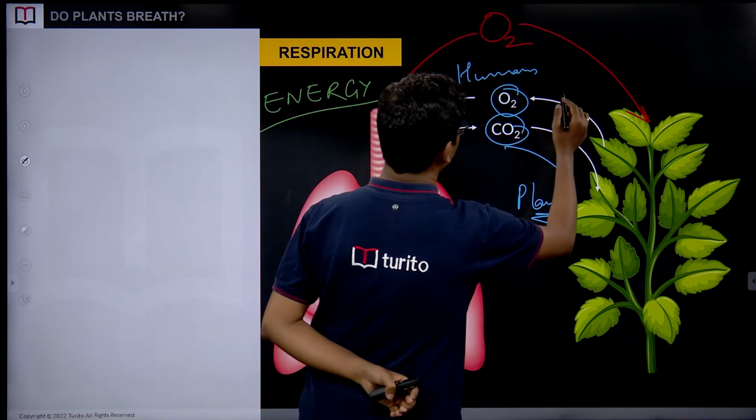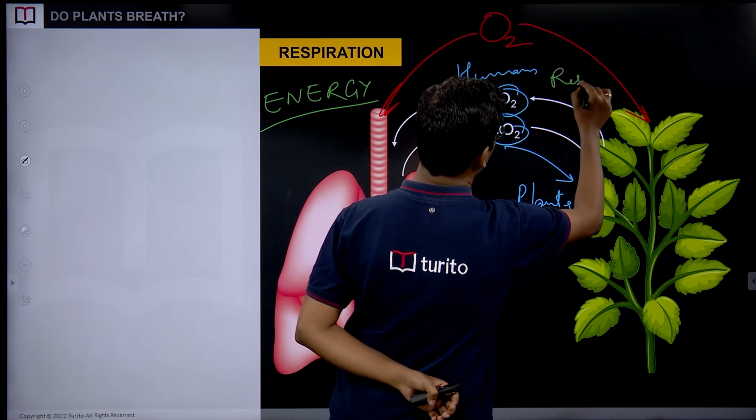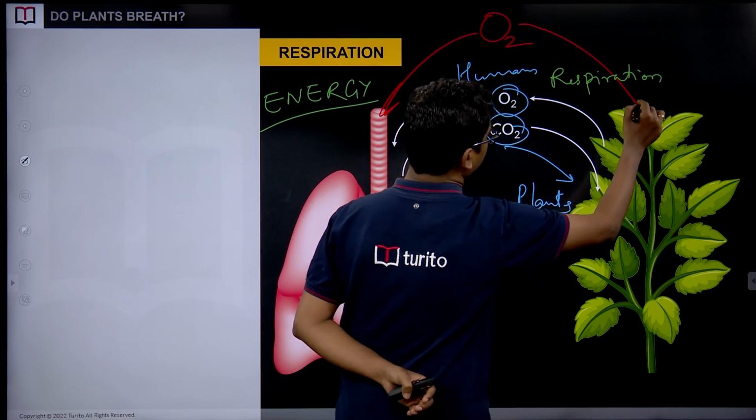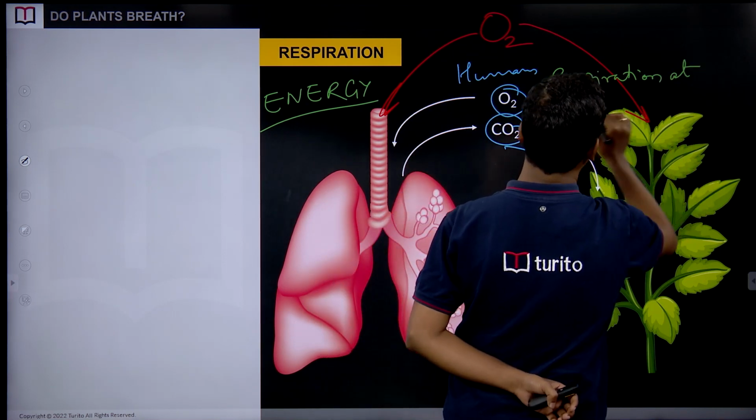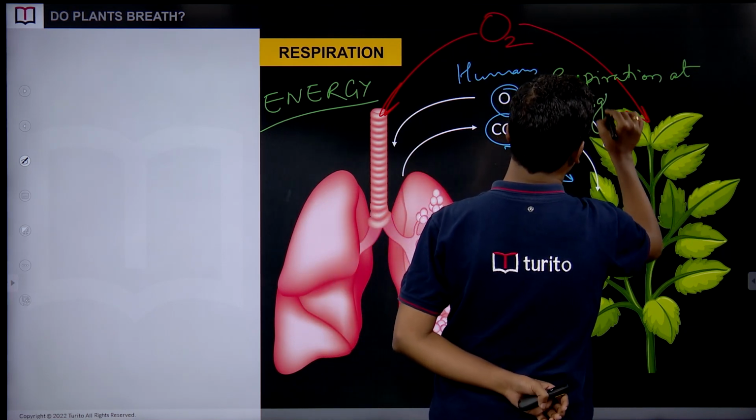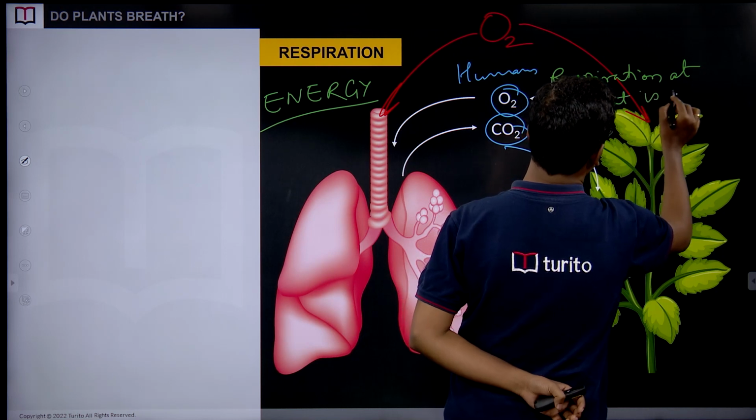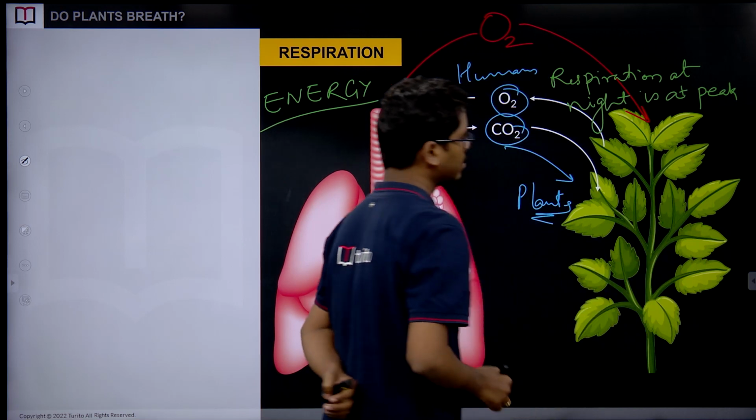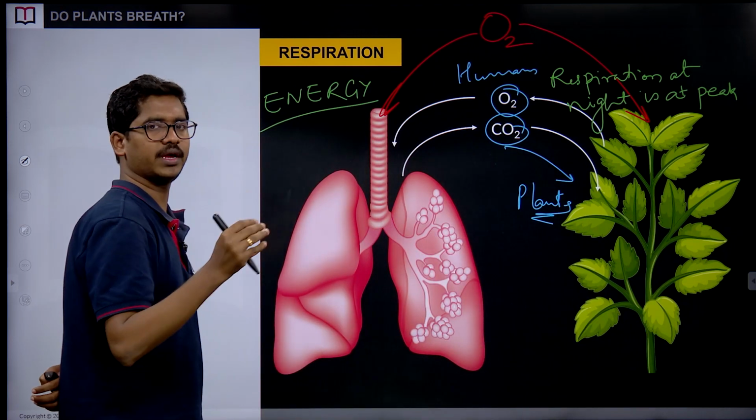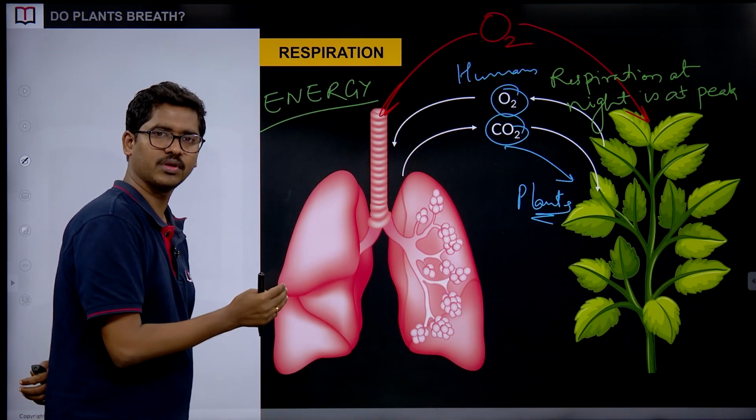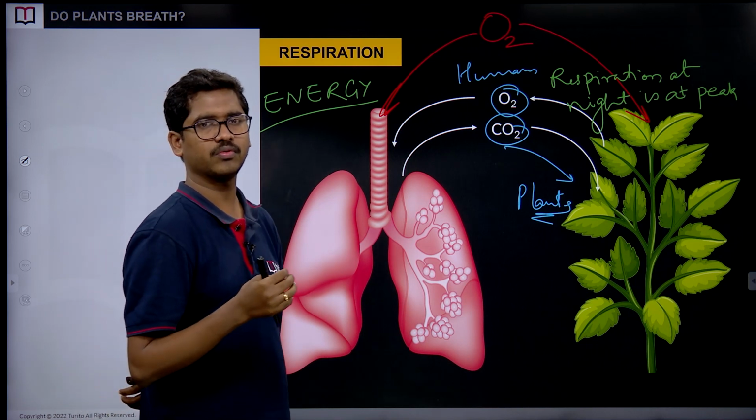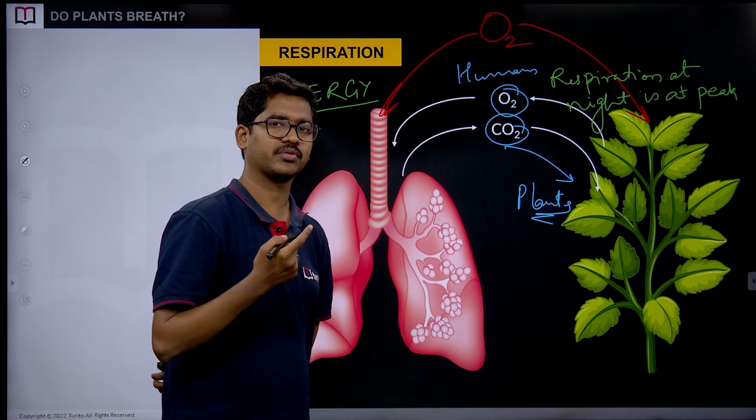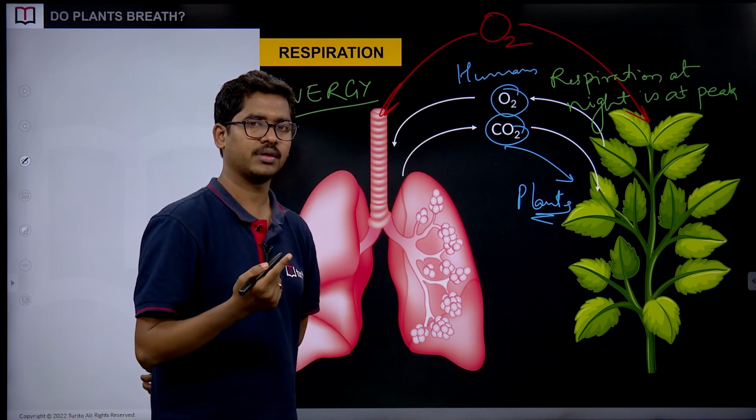So, this respiration process at night is at peak, because there is a limiting factor of light. So, it cannot perform photosynthesis. So, they perform respiration, which is the energy generation process. It is at that point of time they take in oxygen and generate energy.